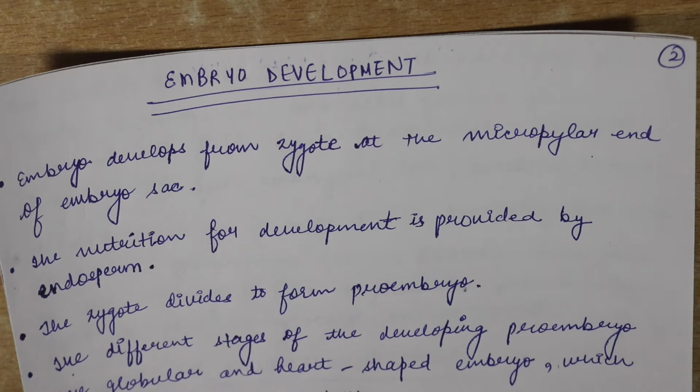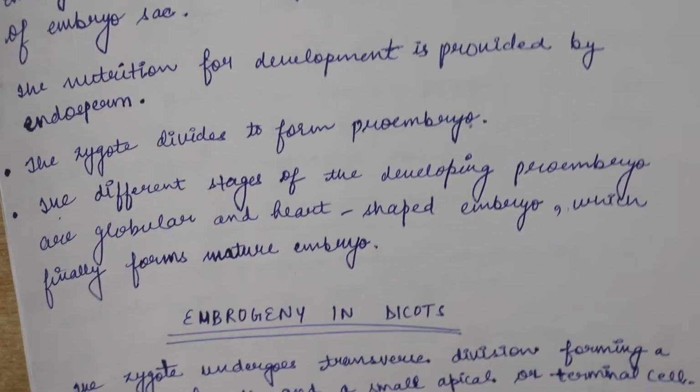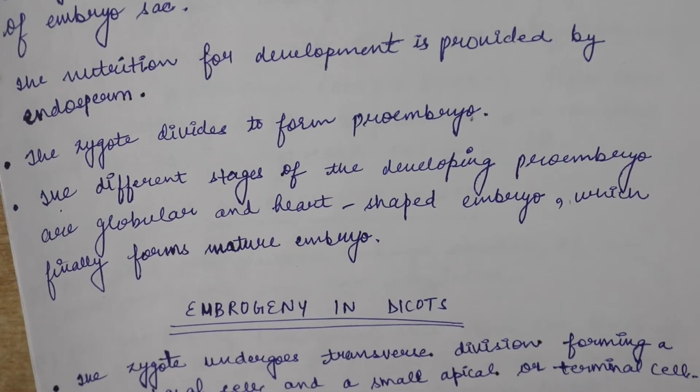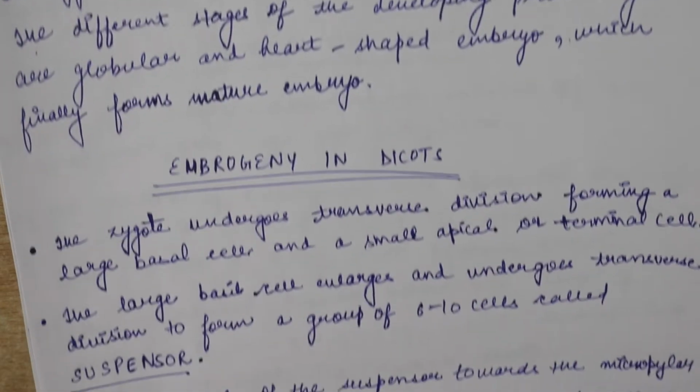Then the next point is the zygote divides to form proembryo. The different stages of the developing proembryo are globular and heart-shaped embryo, which finally forms the mature embryo. Then our next topic is embryo in dicots.